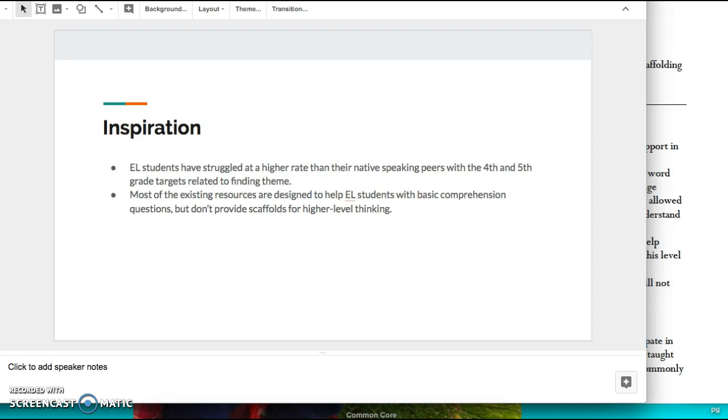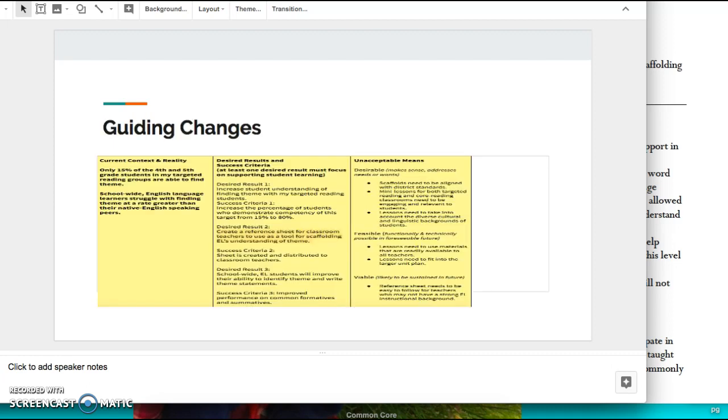Initially, I was hoping to take a look at some of the students' scores from their different summatives that dealt with theme, but classroom teachers had already passed those materials back. So I decided in my targeted reading group, I would do a pre-test and post-test to gather some information about my students. Before we get into that, I did kind of talk about my guiding changes already, but my current context and reality was that in my targeted reading class, only 15% of my 4th and 5th grade students were able to find theme at the beginning of this project. And as I mentioned earlier, this was indicative of a larger school-wide trend.